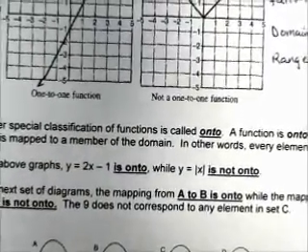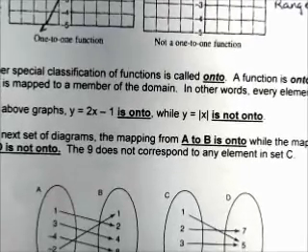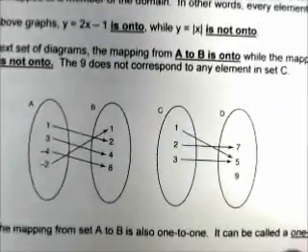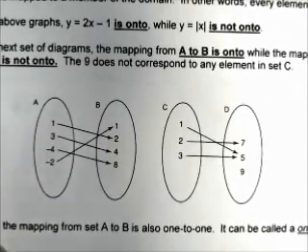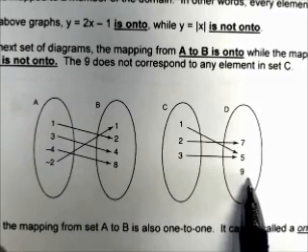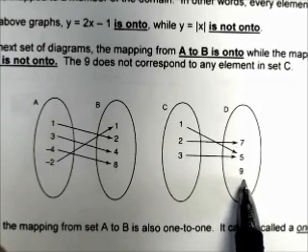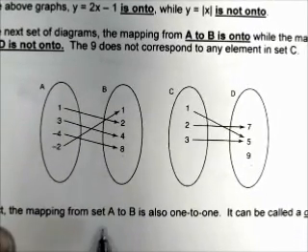In the next set of diagrams, the mapping from A to B is onto, while the mapping of set C to D is not onto. See, from A to B, all the members of the range are used, and from C to D, they're not. In fact, the mapping from set A to B is also one-to-one. It can be called a one-to-one and onto function.